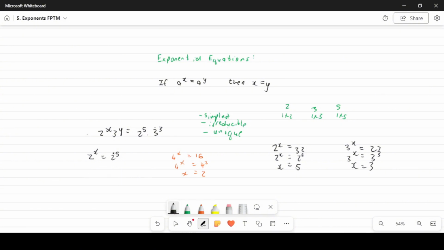3 will not even be a factor in here because it's only made up of 2's. And if 2 is just 1 times 2, there'll be no 3 in there. Understood? Because it's unique. It's in the simplest form. So therefore we can say x is equal to 5.